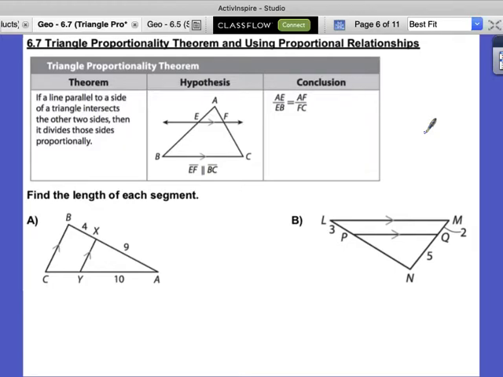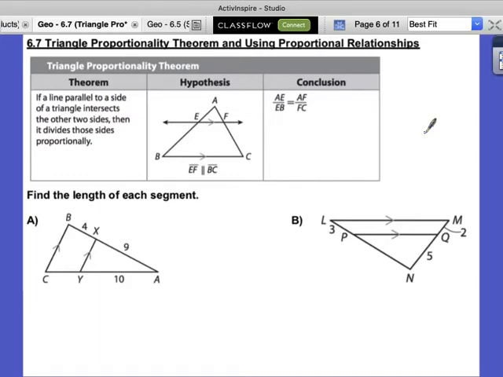So what it says is, if a line is parallel to a side of the triangle, here we have line EF parallel to the side BC, and it also intersects the other two sides of the triangle. So it's parallel to one side, and it intersects the other two. EF meets these qualifications. It's saying then it will divide these sides proportionally.